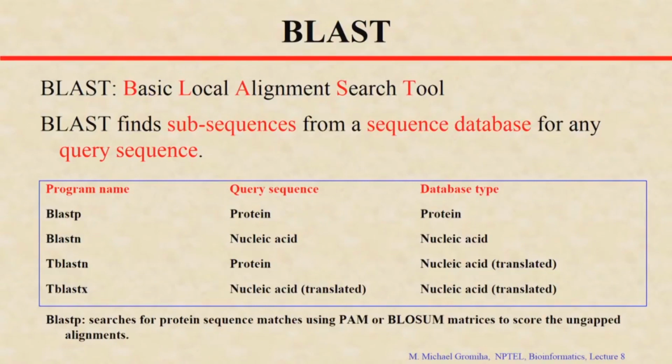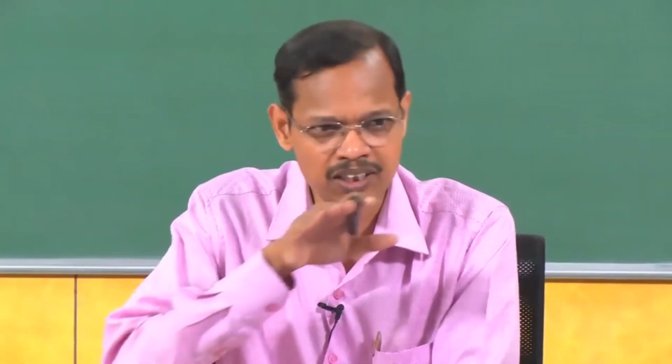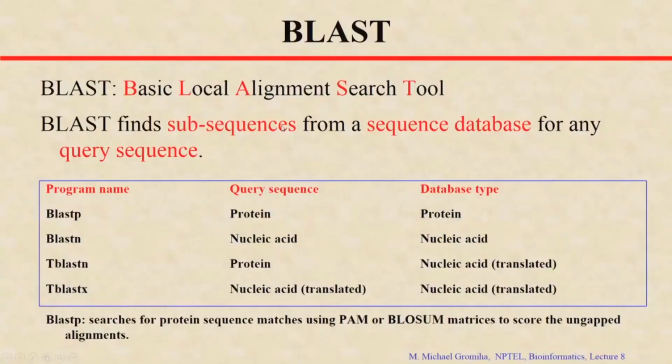First they divide this query sequence or the target sequence into small bits. Last class we discussed 2 residues. We can use 2 or 3 residues and then see the alignment and get the score from the BLOSUM or the PAM matrices, and where we have a value which is more than the threshold value, you can mark it. Finally you can align the marked regions. So, in BLAST it finds the subsequences from the sequence databases of a query sequence.